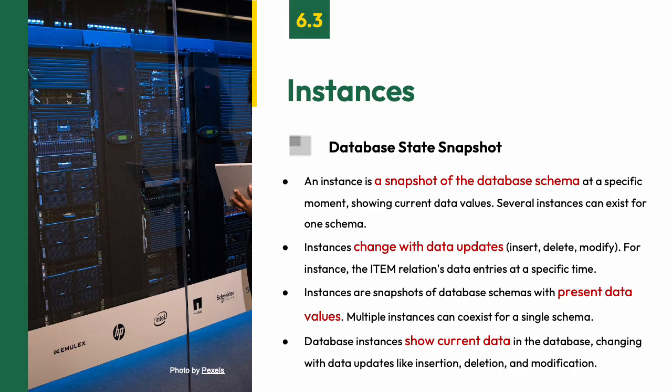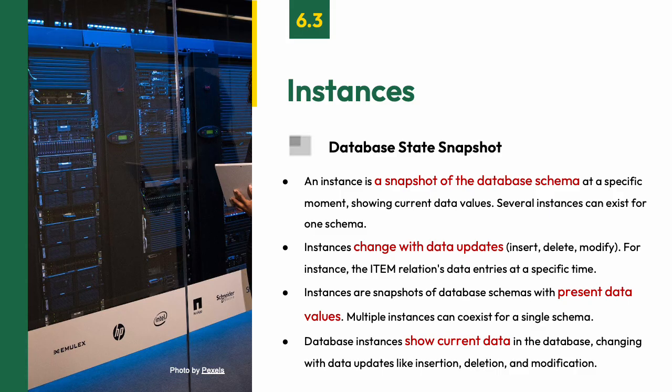So after adding new items and updating a price, there will be different values for each field. And each of these is a different instance of the same schema. And the schema remains the same. It still defines the item table with item ID, name, and price, but the instances show different data values at different times.